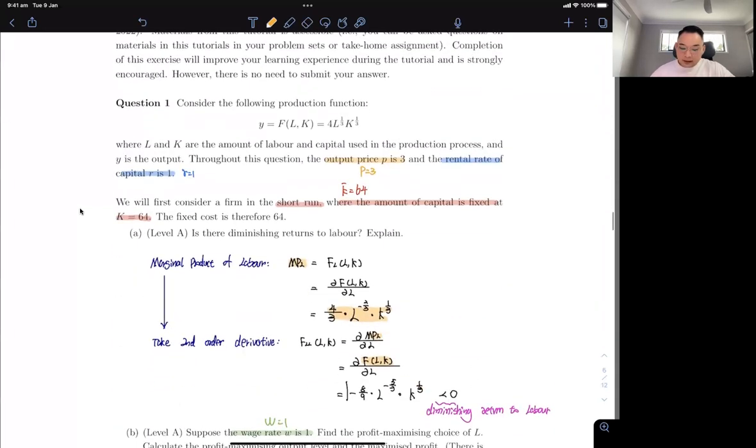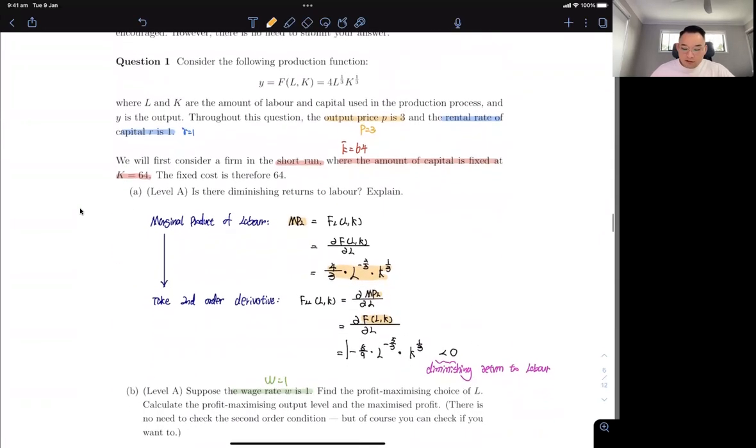So without further ado, let's look at question number 1. We have the production function F(L,K) equals 4 times L to the power 1/3 times K to the power 1/3. The output price is 3, so P equals 3. The rental rate of capital R is 1, so R equals 1. We first consider the short run. In the short run, only labor is changing, so K bar is fixed at 64.